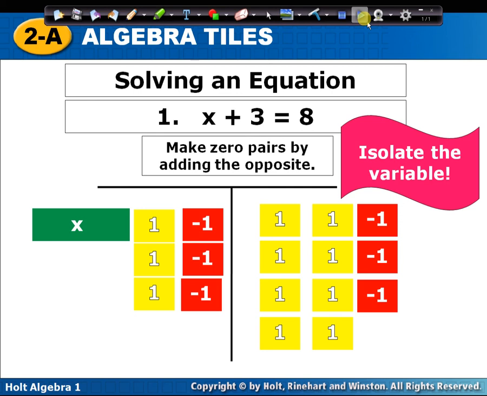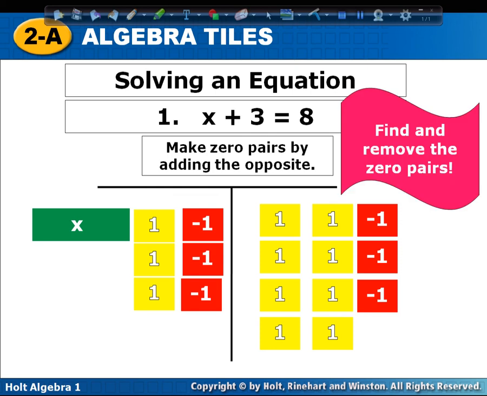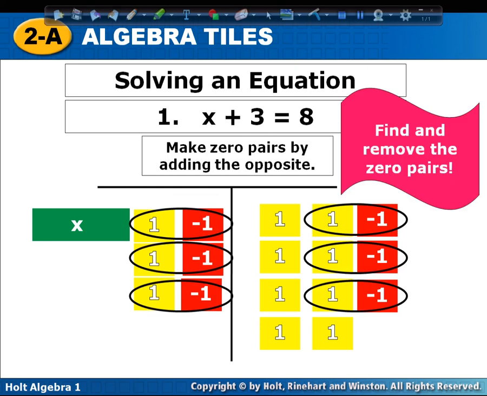Then we're going to find our zero pairs and circle them. We're going to find all of the zero pairs that we have, and circle those. In the PowerPoint, they're actually going to disappear to show that they zero out, and in your notes you can go ahead and X those out to show that they are canceling.